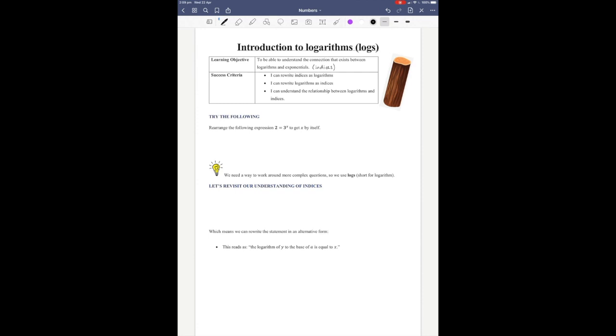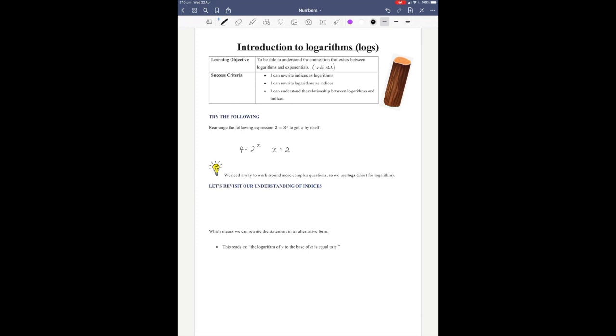So for example, if we had 4 equals 2 to the power of x, we know that x in this instance is 2. So what you should start to think about is what happens when we have questions like the first one I presented. It's not as straightforward as the example I just went through, and what we need to do is find a way to work around more complex situations. So when this happens, we use logs or logarithms.